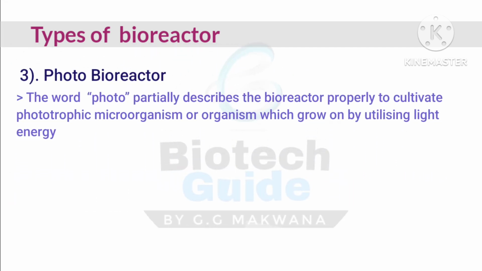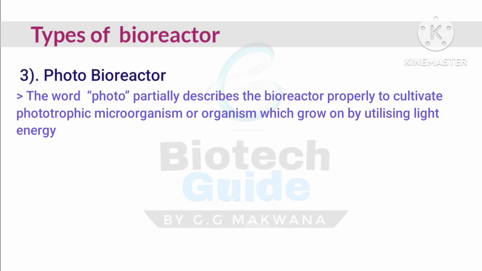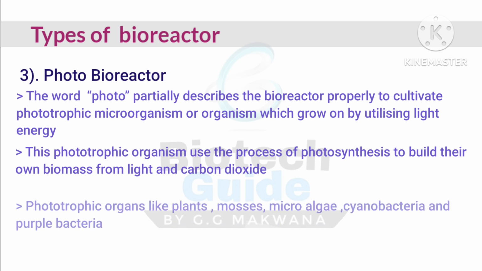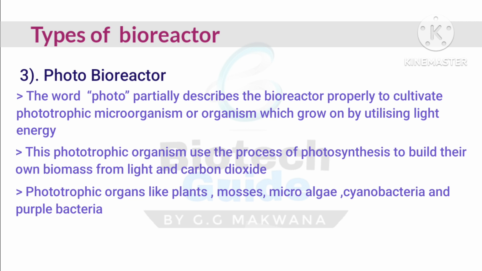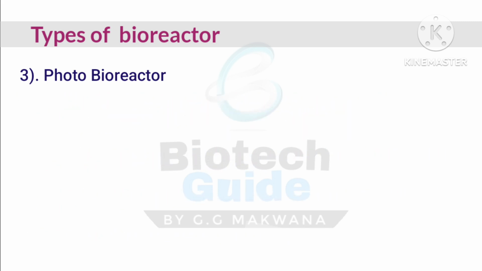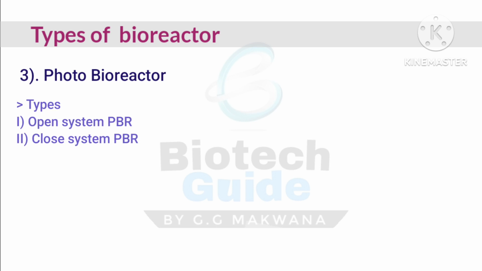Third, photobioreactor. The word photo describes a bioreactor to cultivate phototrophic microorganisms or organisms which grow by utilizing light energy. Phototrophic organisms use the process of photosynthesis to build their own biomass from light and carbon dioxide. Phototrophic organisms like plants, mosses, microalgae, cyanobacteria, and purple bacteria are grown inside this photobioreactor. Photobioreactor PBR allows much higher growth rates and purity levels. Basically, two types are there: open system PBR and closed system PBR.